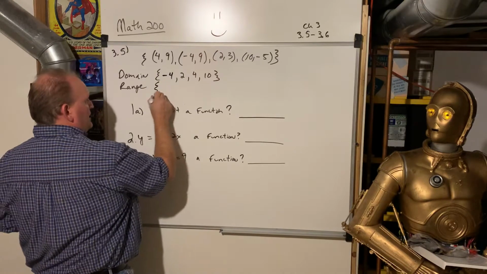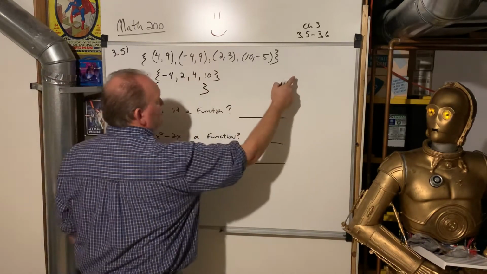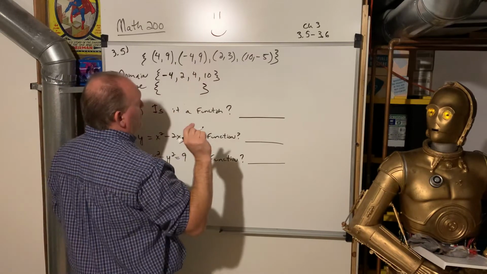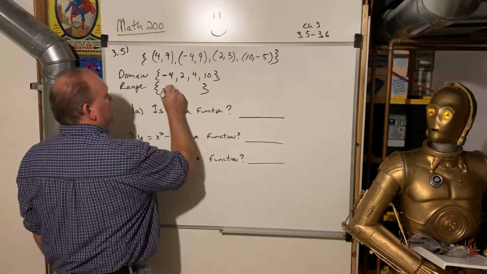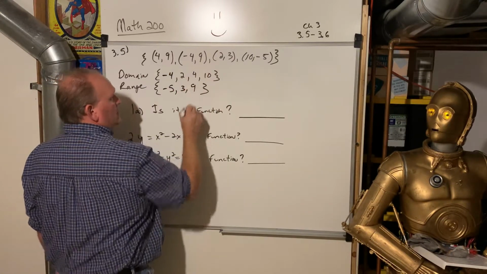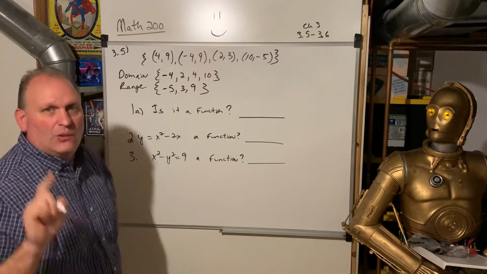The range then is just a list of the y values. And if there are repeats in the y values or the x values, you only put it down once. So we've got -5 and 3 and 9. So we don't go 9, 9. We just put it down one time.